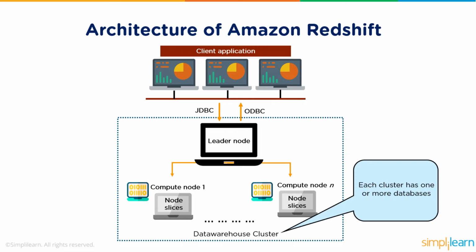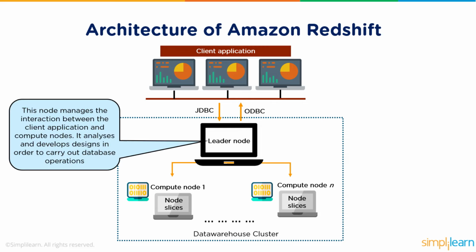Now the data warehouse cluster, or each cluster, has one or more databases in the form of nodes. Now what is a leader node? This node manages the interaction between the client application and the compute nodes. So it acts as a bridge between the client application and the compute nodes. Also, it analyzes and develops designs in order to carry out any kind of database operations. The leader node sends out the instructions to the compute nodes, which execute that instruction and give the output to the leader node.